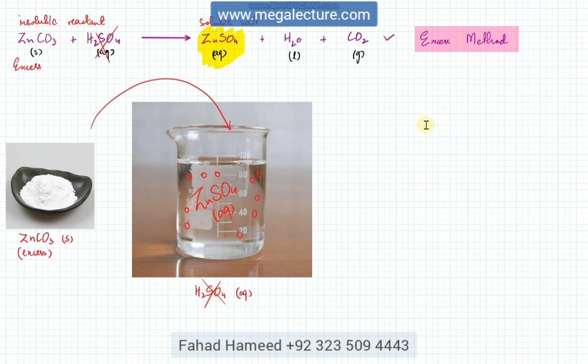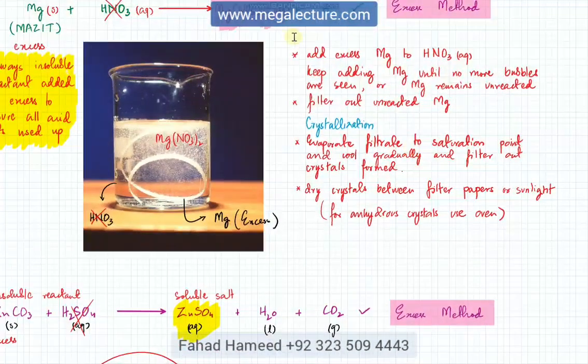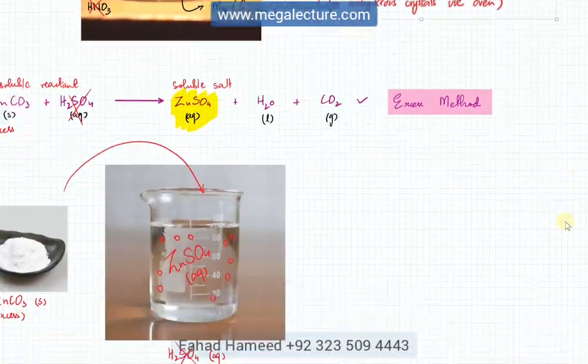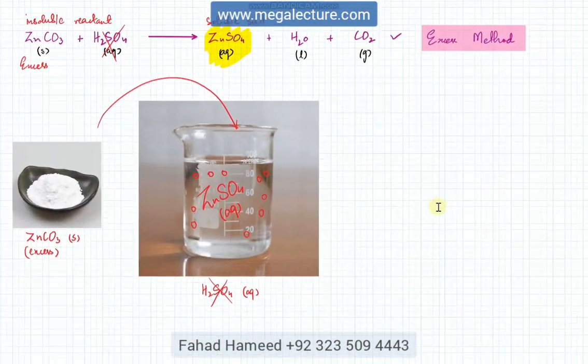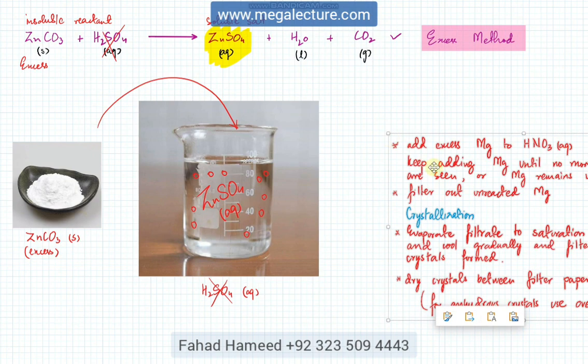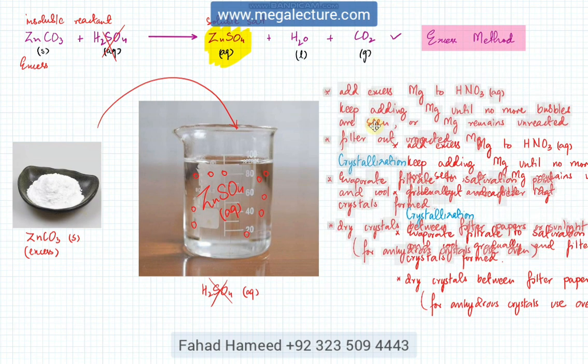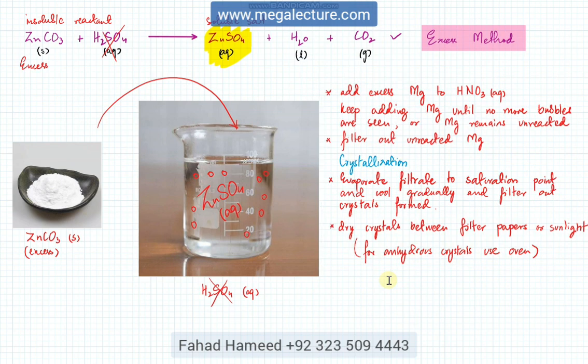Now the description of the method is going to be an exact copy paste of what we did earlier. I'm just going to copy paste this, and I'm just going to change the name of the compounds. That's the only thing I'm going to do. So we're going to start changing the names now. Instead of adding excess Mg, I'm going to write I'm adding excess zinc carbonate. So I'm going to cut out Mg over here, and replace it with zinc carbonate. And I'm adding zinc carbonate to sulfuric acid.